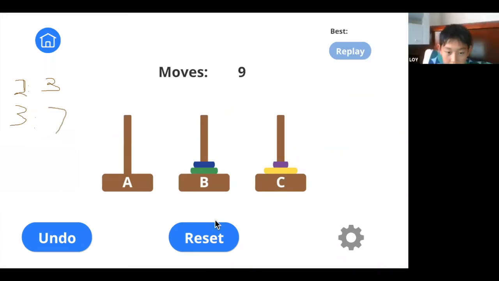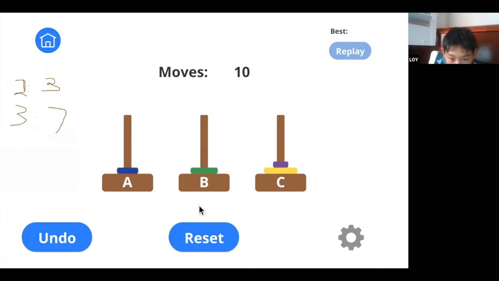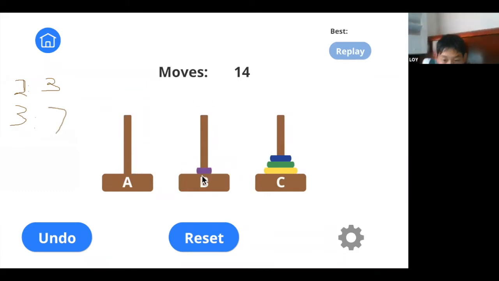You can move the blue to the A. And the C to the A. And then the B to the C. And then the purple to the B. The A to the C. And the B to the C. Good job. You got it.